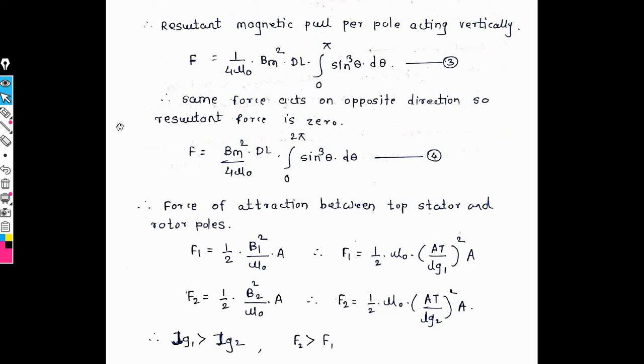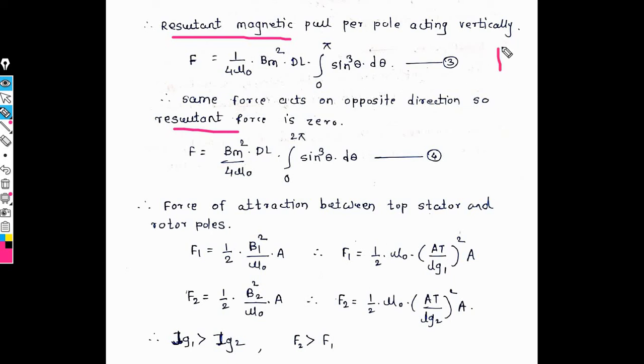Okay, now we have considered 0 to pi, then we have considered the 0 to 2 pi condition. Then F is equal to Vm square upon 4 into mu 0 into dl, and this is 0 to pi sine cube theta. Now this is the resultant force, and this resultant force is opposite to this force.